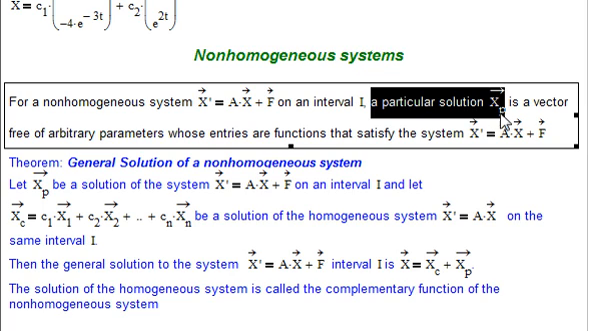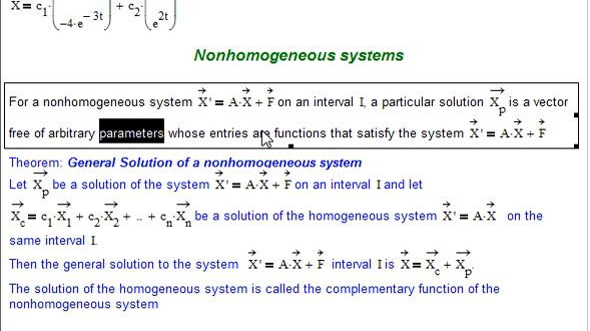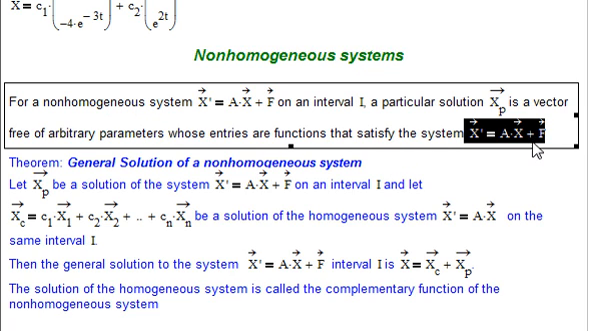A particular solution, xp, is a vector free of arbitrary parameters. In other words, there's no non-specified constants, whose entries are functions that satisfy this system of equations. So that's interesting, I hope you think. So let's get into this.